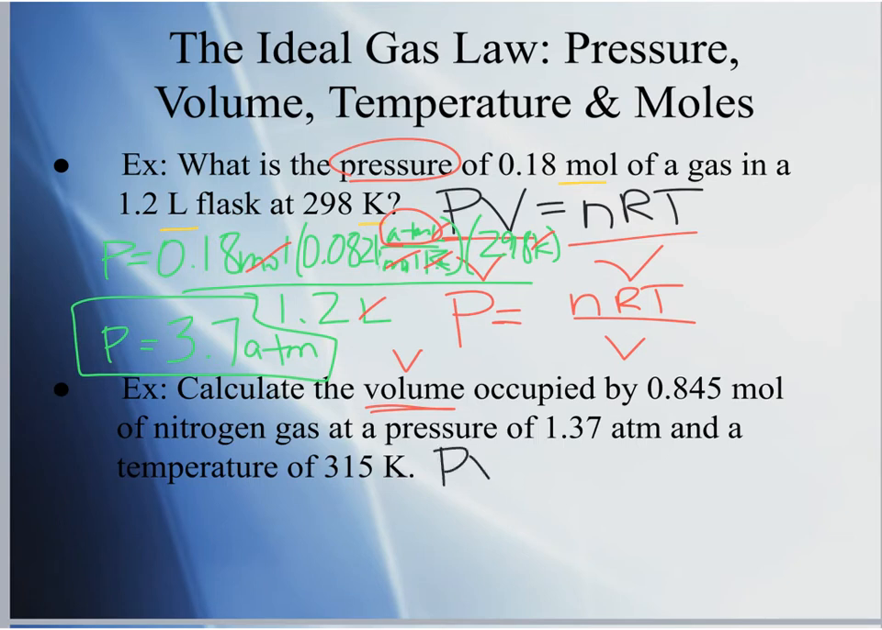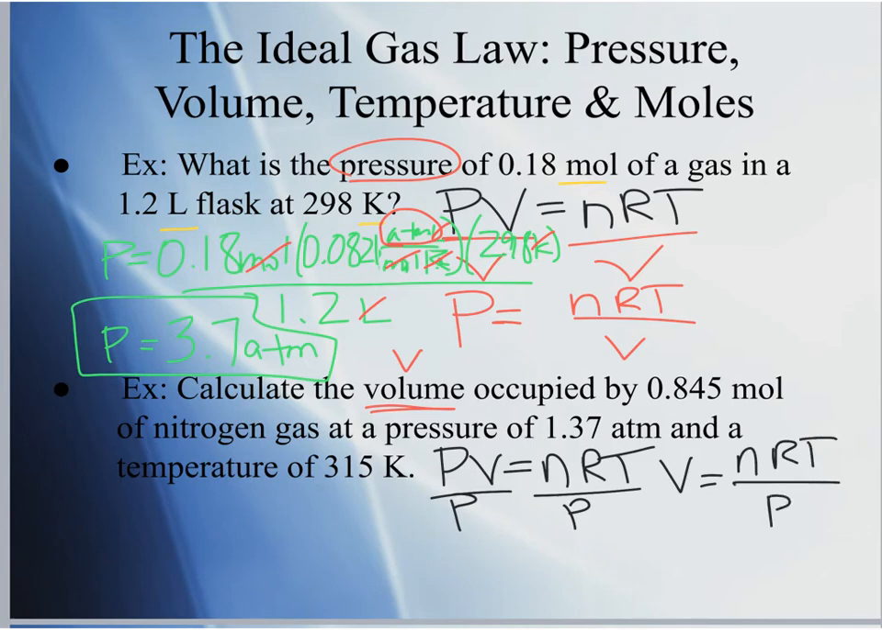Again, our equation here is PV equals nRT, and we're going to plug everything in. Oh, actually, first let's solve for V. We're going to divide both sides by P. So our equation ends up being V equals nRT divided by P, right? And here we can plug it all in.